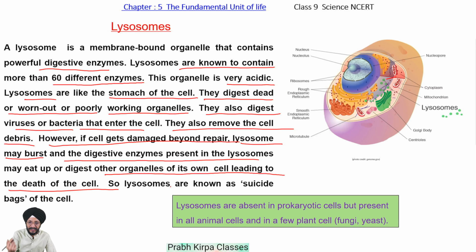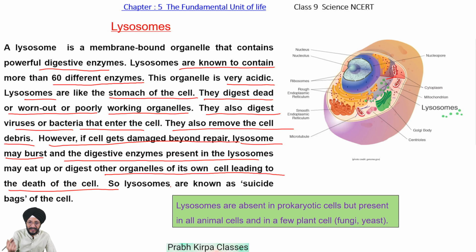Another important point which we should remember, lysosomes are absent in prokaryotic cells but present in all animal cells and in very few plant cells. It is not correct if it comes in the exam whether lysosomes are found in the plant cells, the answer will be no, because the lysosomes are present in all the animal cells, but they are found in very few plant cells, and the examples are fungi and yeast.